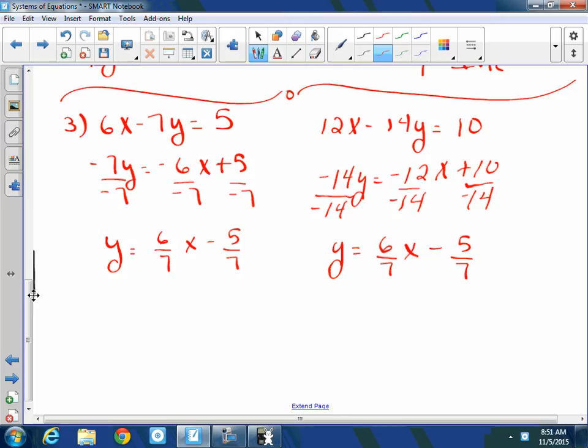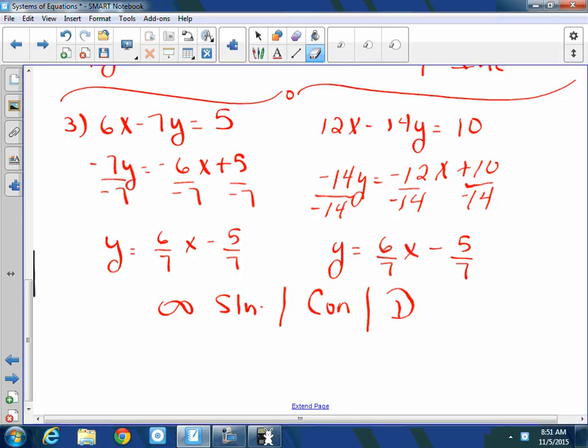Alright, so what happens over here? Infinite amount of solutions. They are consistent, dependent. Very good. Consistent and dependent. That's an E. It's my board, guys. Remember? Can't ask for too much from this board. Alright, are we good?